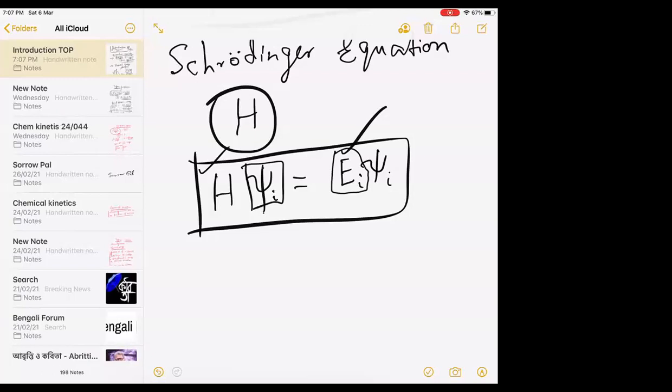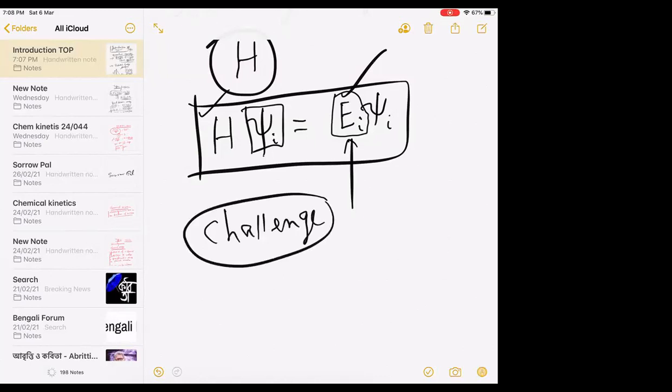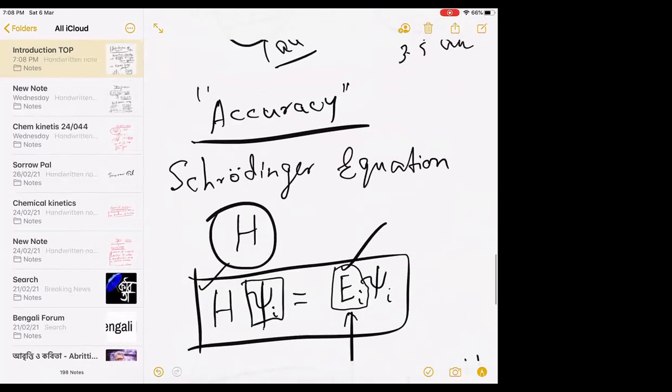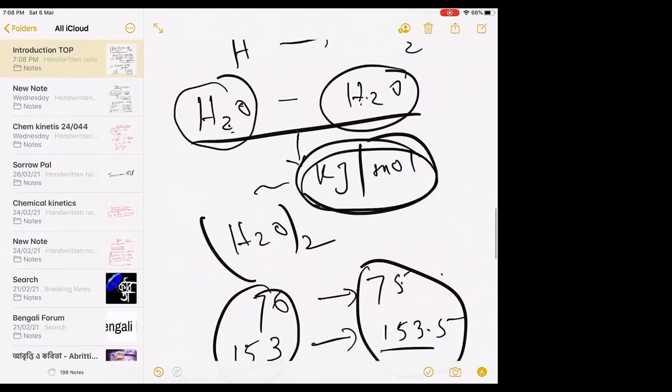There are many eigenvalues. The lowest of them is, of course, the ground state energy, then the first excited state, and so on. The point that I'm trying to say is that this number has to be calculated very, very accurately. Right? And this is the singular challenge of quantum chemistry: can we calculate this number as accurately as possible? How accurately, again, will be determined by the problem. So in this kind of problems, we want the order of kilojoules per mole.